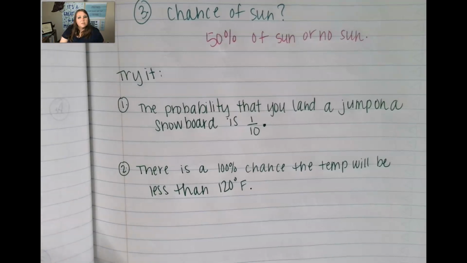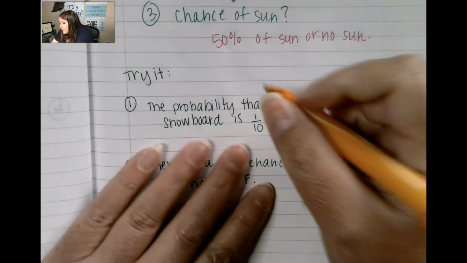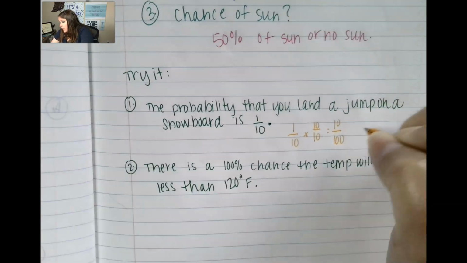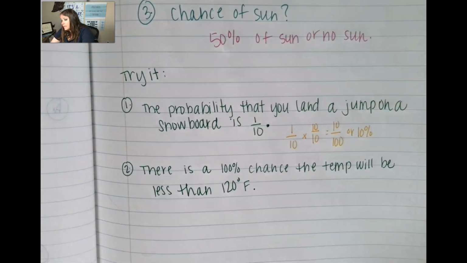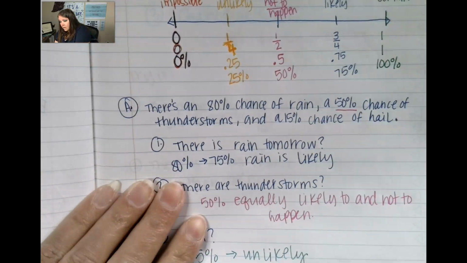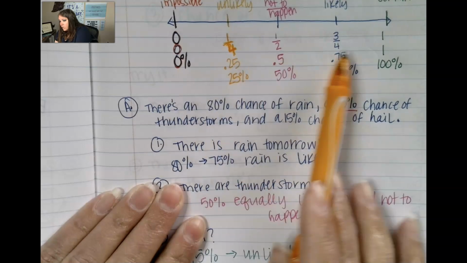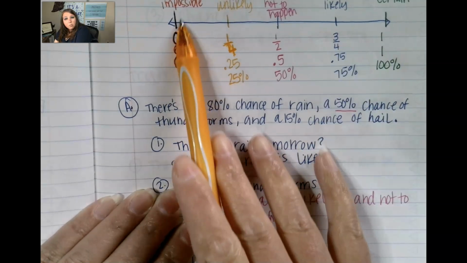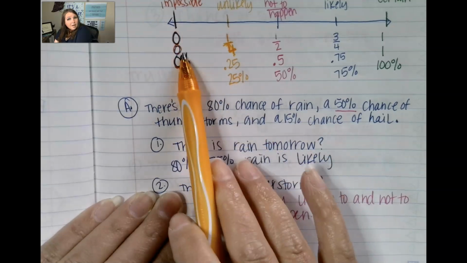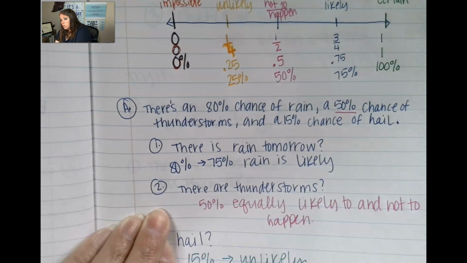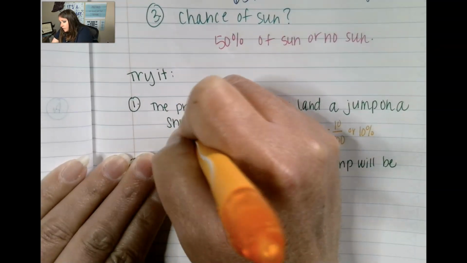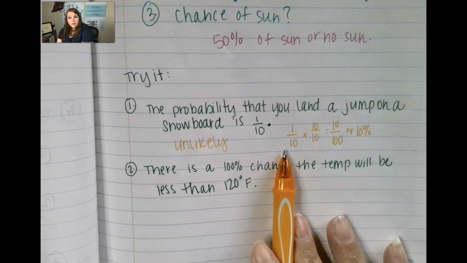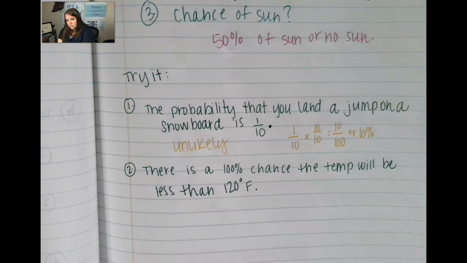All right, so 1 out of 10 can be thought of as like 10% because I can take 1 out of 10, multiply it by 10 over 10, and that gives me 10 out of 100, or 10%. I can also think about this as fractions, right? 1/10, if this was cut into 10 pieces, 1/10 is like way down here close to impossible. But it's not impossible because there is part of a chance that you could do it. The chance, though, is unlikely. It's unlikely that you will land the jump on the snowboard. However, there is still a 10% chance.